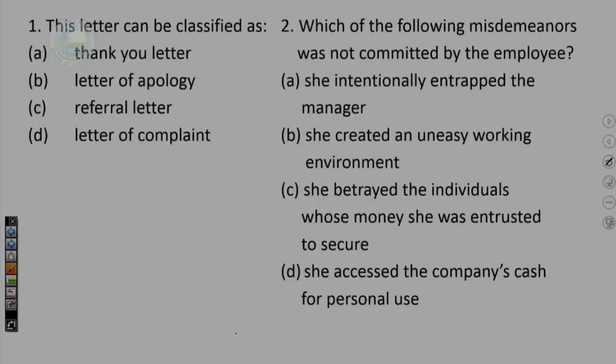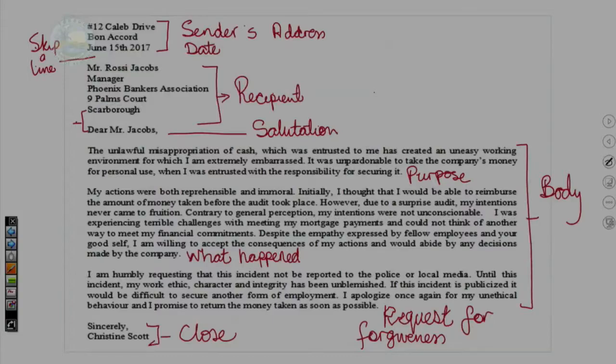This letter can be classified as A, a thank you letter, B, letter of apology, C, referral letter, or D, letter of complaint. Now, even when we look back at it and we know getting into this, we saw that this was a particular kind of letter. Someone is presenting a situation, something that they did that may have aggrieved individuals, and they're apologizing. But you pay attention to the language. I apologize once again.